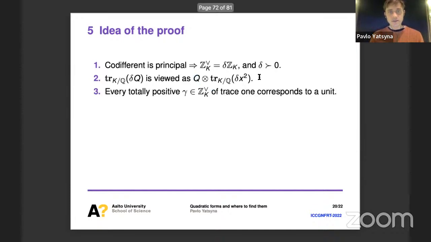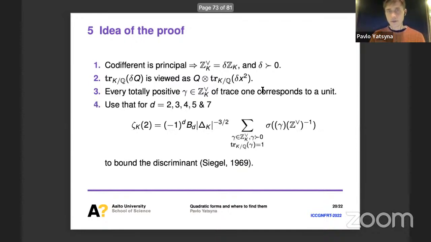Now, we use this to show that every totally positive integer of trace 1 in our codifferent actually has to be a unit. So we show this. All those elements which would be minimal vectors of this quadratic form also need to be units in our corresponding number field. And now we use the Dedekind zeta function to bound the discriminant of our possible number fields where this is possible.